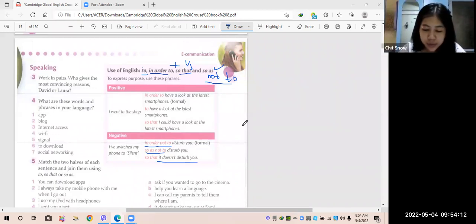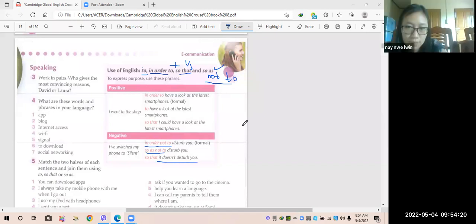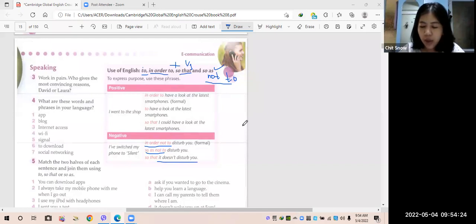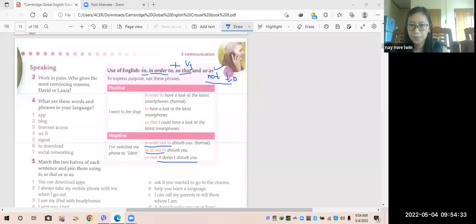I went to the cinema in order to watch a movie with my friends. I went to the school to study. I went to the souvenir shop so that I could buy a present for my relatives. I have changed my clothes so as not to swim with you. Okay, thank you.